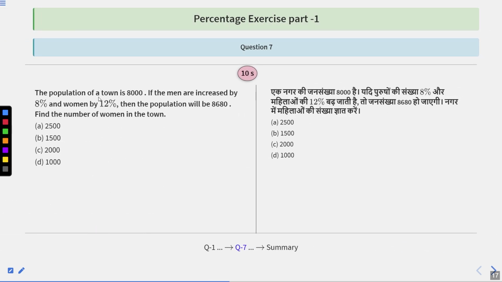Next, the population of a town is 8,000. If the men are increased by 8% and women by 12%, then the population will be 8,680. Find the number of men and the number of women in the town. A, B, C, D, four options have been given to you.